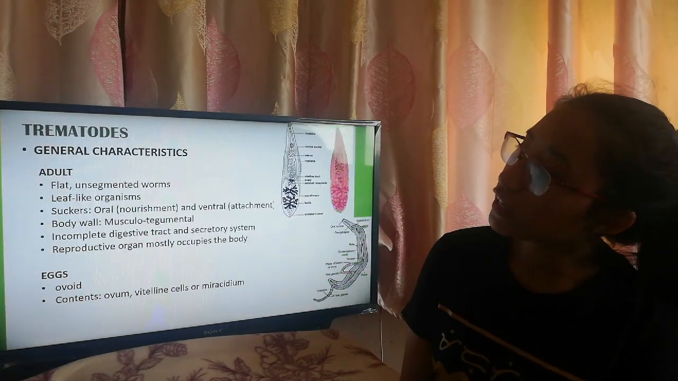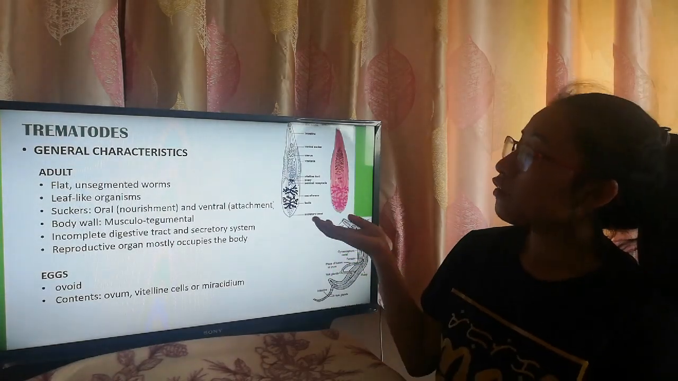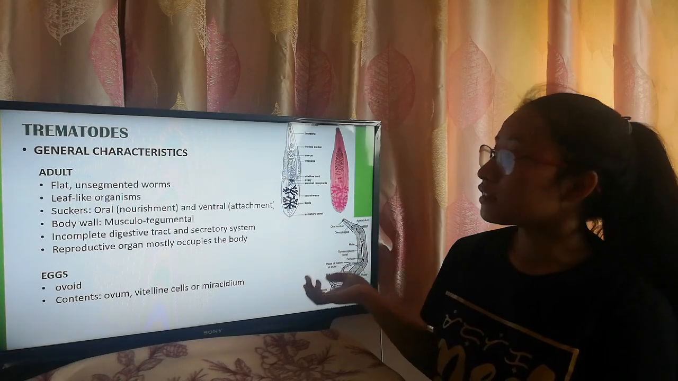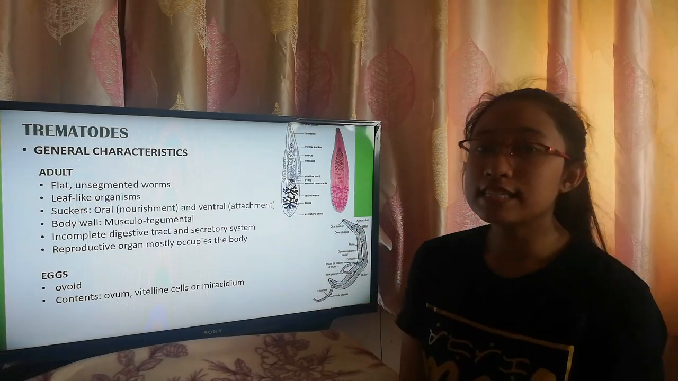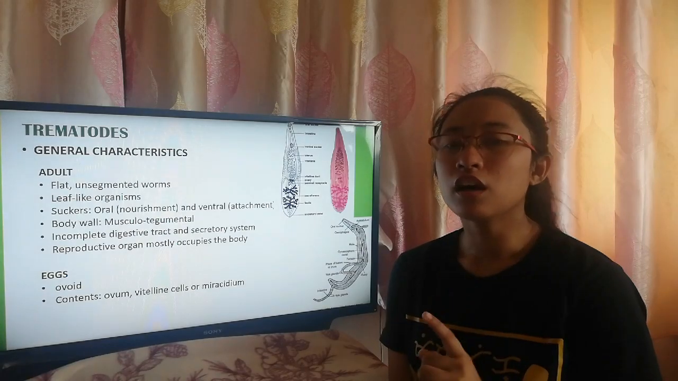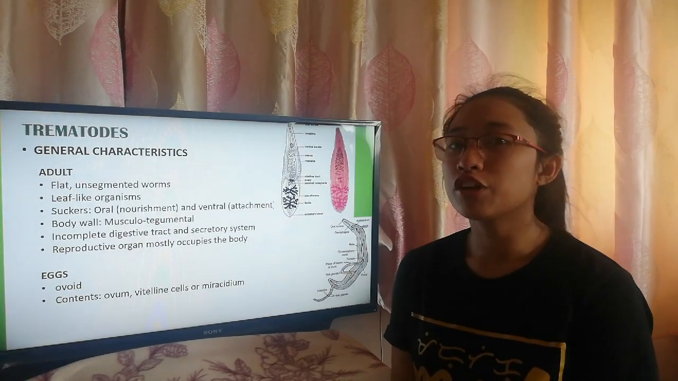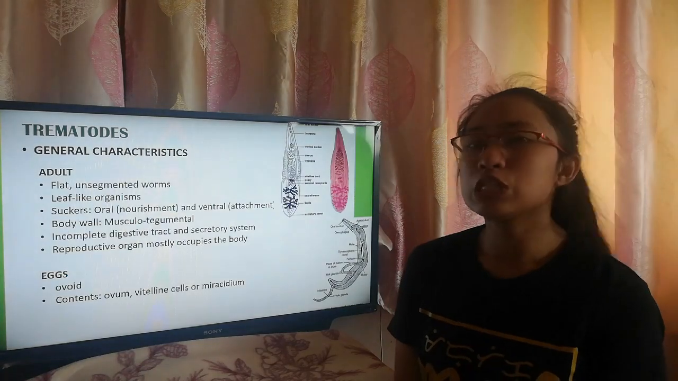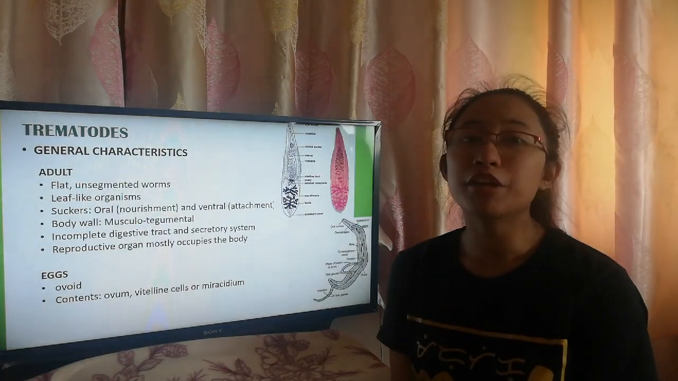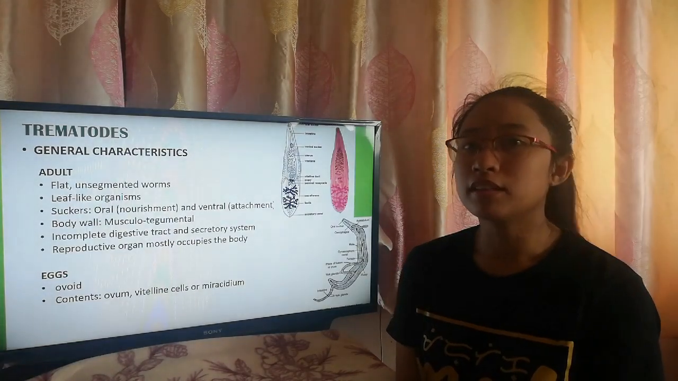For the general characteristics of these trematodes, they are flat and unsegmented worms. They are leaf-like organisms and they have two suckers. We have the oral sucker, which is responsible for nourishment, and the ventral sucker, which is for attachment to the host. The same with cestodes, they have teguments. Their tegument is actually musculotegumental.